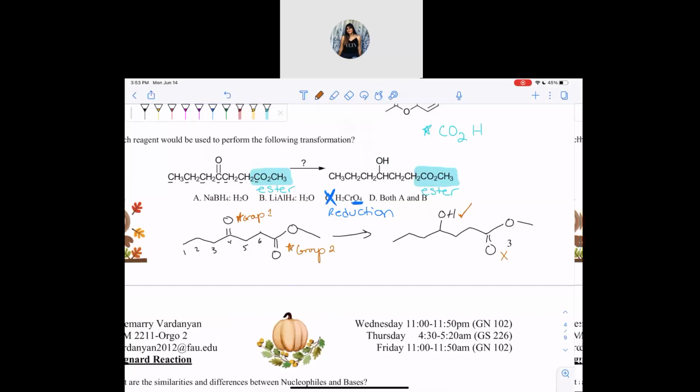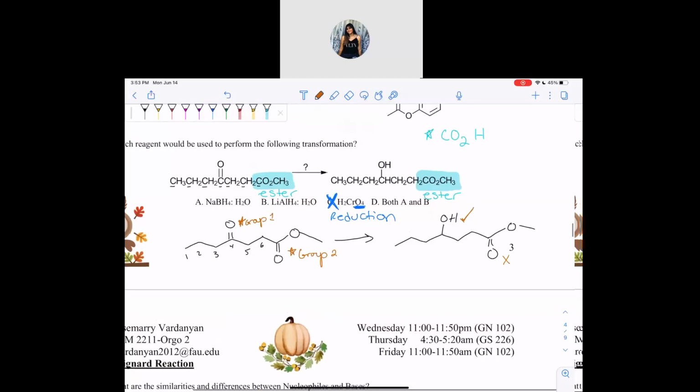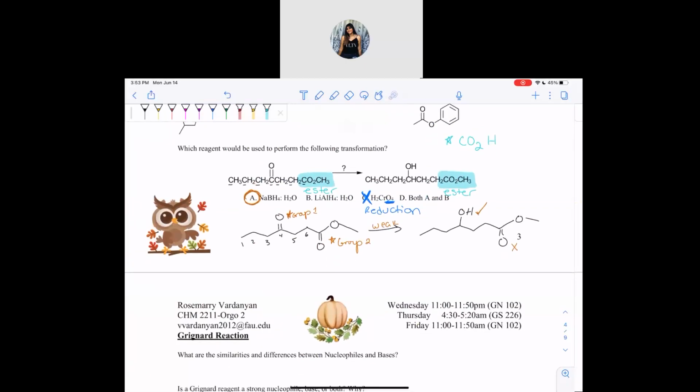So, did we use a strong reducing agent or a weak reducing agent to only transform one of these guys? What do you think? Weak. Absolutely, I agree with you. And so, which one of these choices is weak? A or B? A. Absolutely, I totally agree with you. So we had to use a weak reagent in order to only reduce the group 1 and not reduce the group 2.